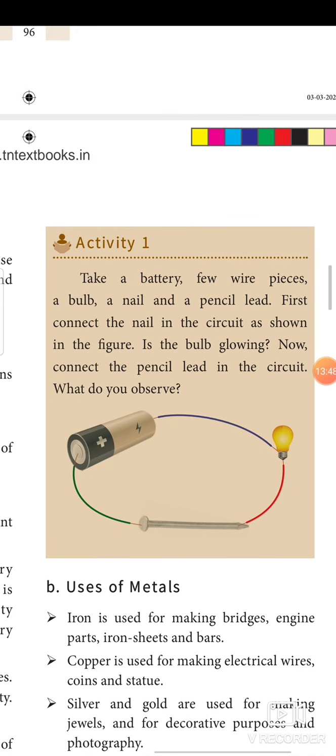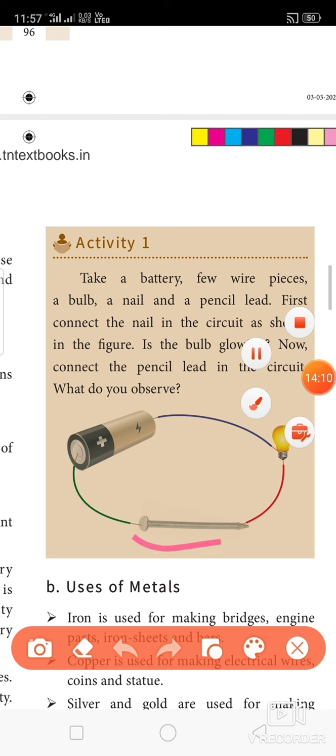I would like to explain to you about activity 1. Take a battery, a few wire pieces, a bulb, a nail and a pencil lead. First connect the nail in the circuit as shown in the figure. What will happen? Nail is a good conductor. It is made up of iron, so the bulb will glow. The nail also conducts electricity. So through this nail, the bulb will glow.